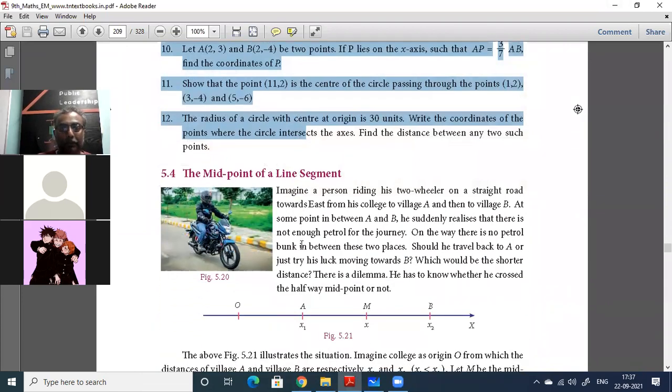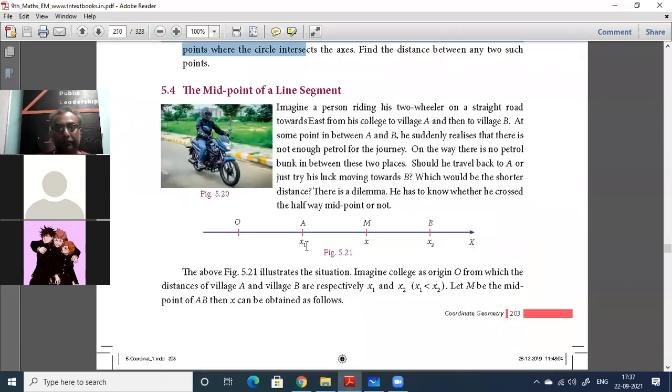Now let us do something else, midpoint of a line segment. Okay, let us do the midpoint of a line segment. Now imagine this fellow is on a bike, he's a college guy. He's leaving his college, and his college is at this point O. So this is where the college is. He is leaving college and heading eastward. Towards east he is going.